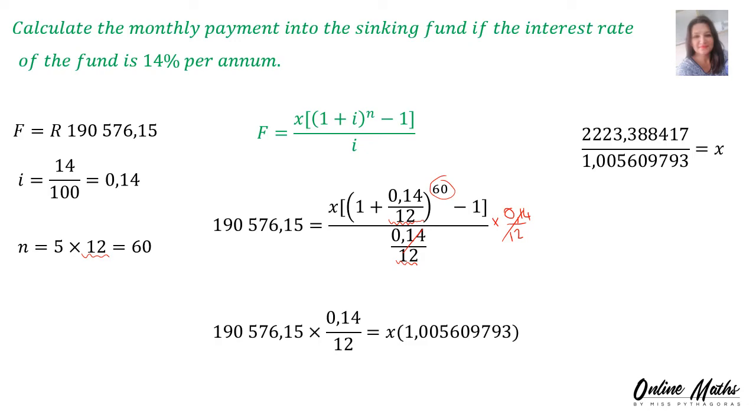223,388, etc. And then we'll divide it away with 1,005, and then x's value is 2,210 rand and 99 cents. That is the monthly payment that we will make into the sinking fund.